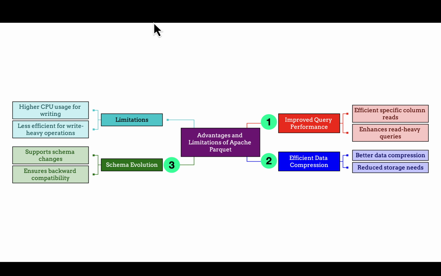3. Schema evolution. Parquet supports schema evolution, which allows the schema of the data to change over time without affecting existing data, ensuring backward compatibility. 4. Limitations. Parquet's limitations include higher CPU usage for writing data due to its complex encoding and compression algorithms, and it's less efficient for write-heavy operations or when accessing full rows frequently.